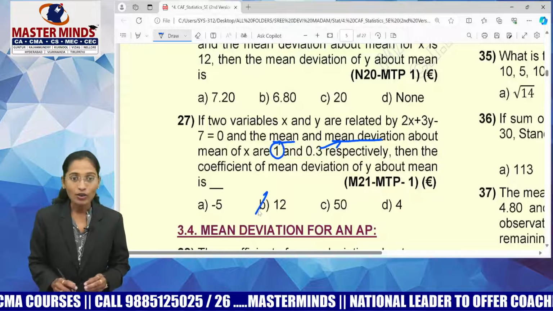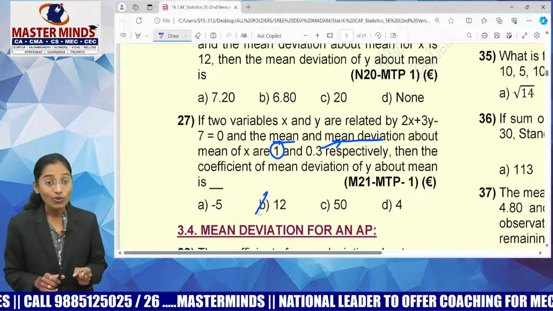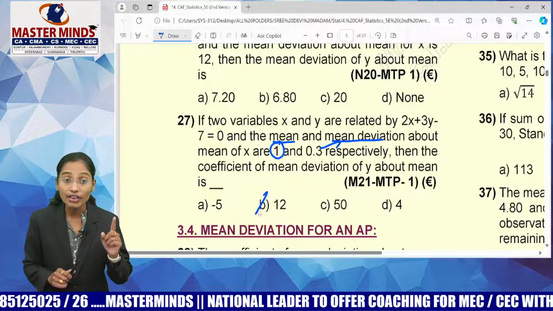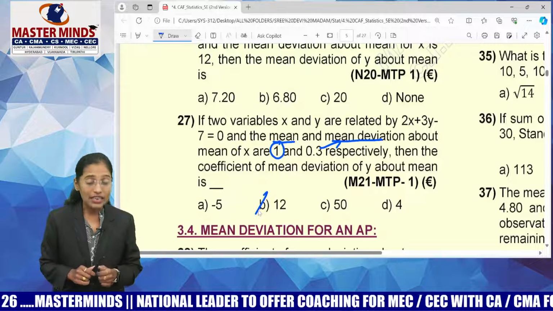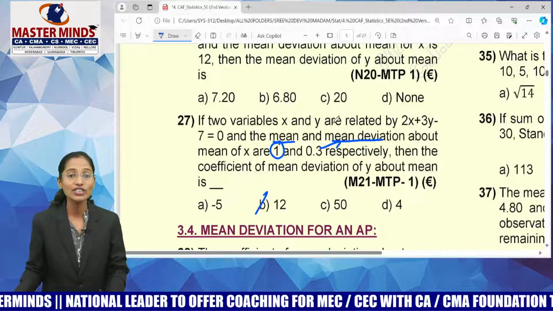So it's all about understanding the relation between x and y. Try to understand that mean deviation is a measure of dispersion which is affected only due to change of scale. But mean is a measure of central tendency which is affected due to both change of origin and change of scale.